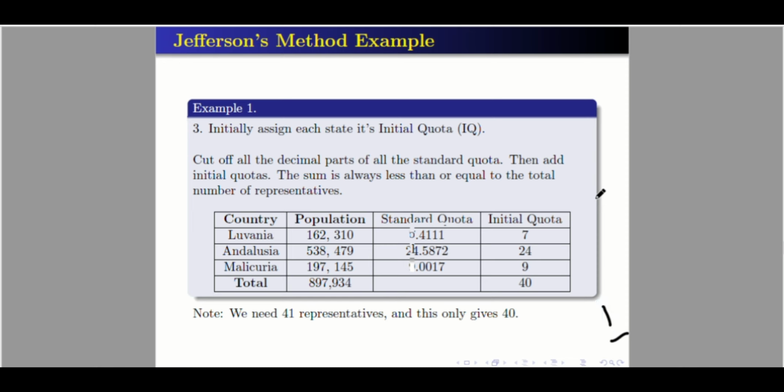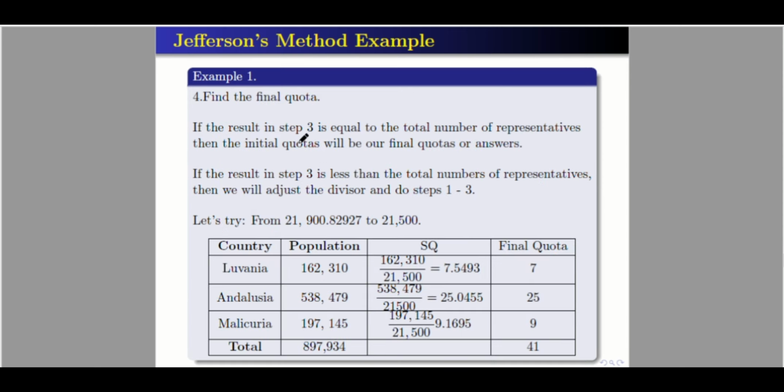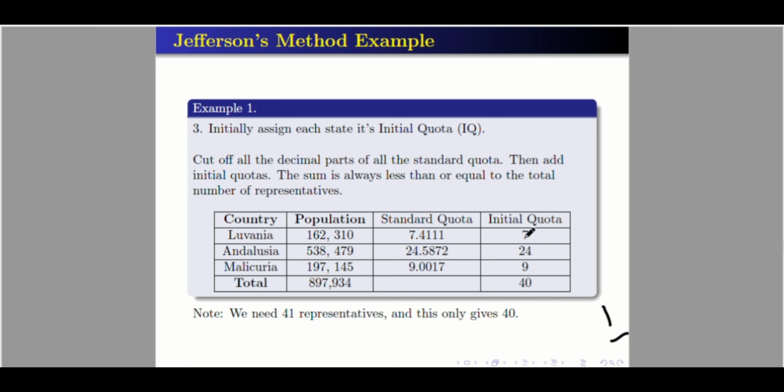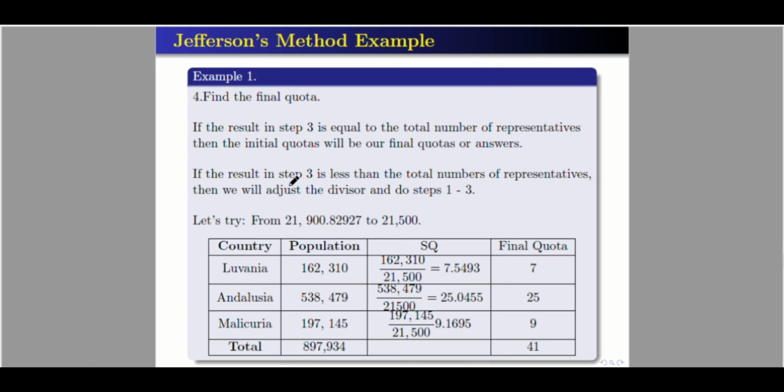But in Jefferson's method, it's not the same. If the result in step 3 is equal to the number of representatives, then the initial quotas will be our final quotas or answers. So again, if it's equal to 41, then we're done. But if the result in step 3 is less than the total number of representatives, then you will adjust the divisor and then do steps 1, 2, 3. Okay, you adjust the divisor. It means you will do trial and error.